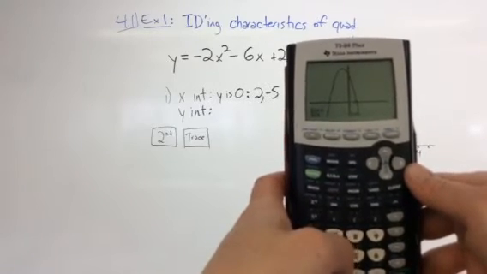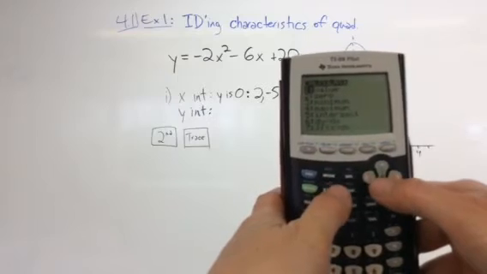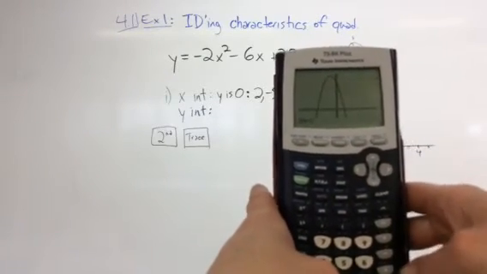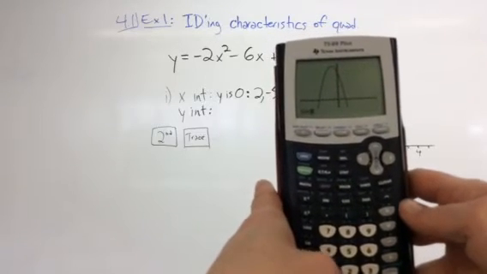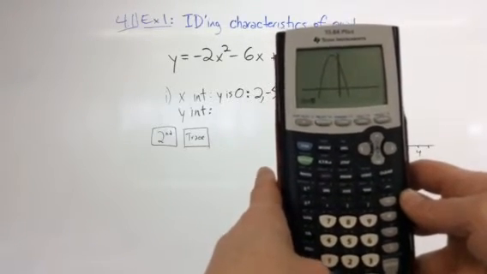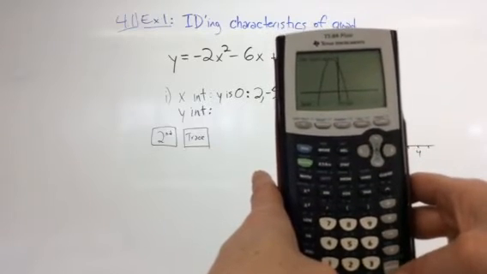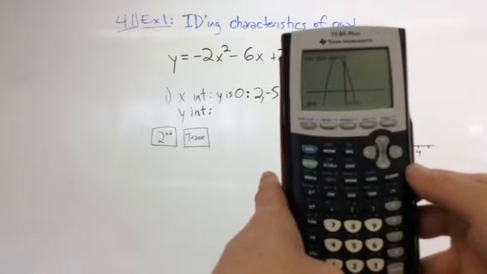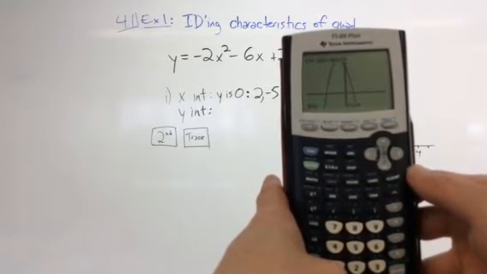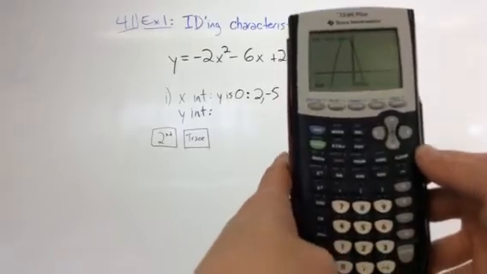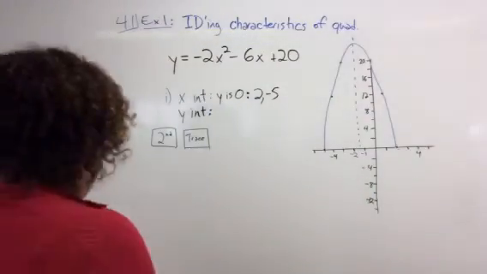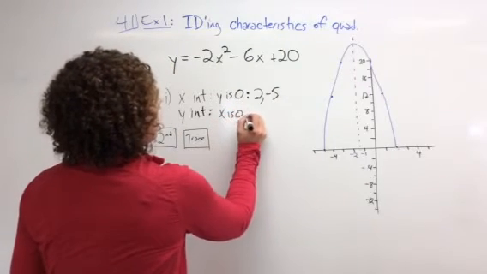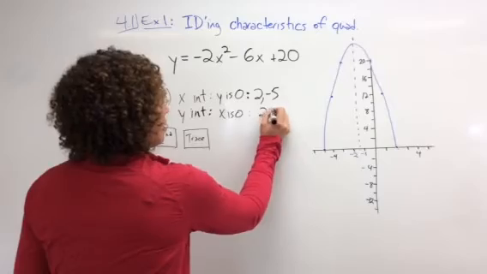If I want my y-intercept, I go second function calc, value, because in my values, they let me put in any x value that I want. So if I put in x equals 0 and enter, then that's going to tell me that my y value, when x is 0, which is the intercept, is 20. Fancy, huh? All right. So I write down when x is 0, y is 20.